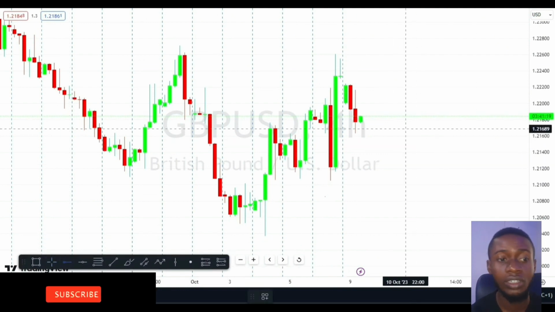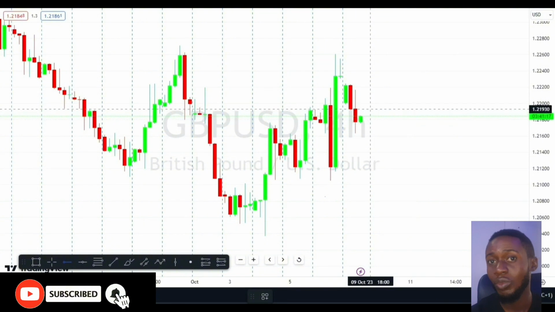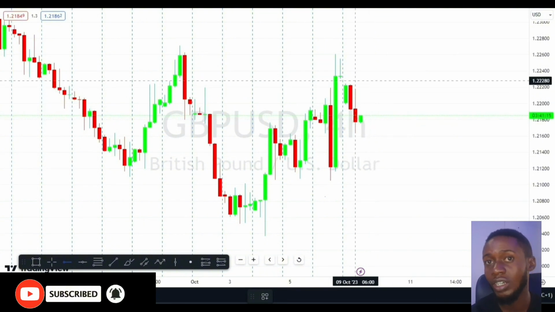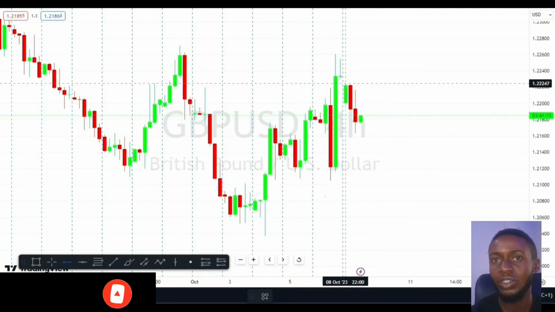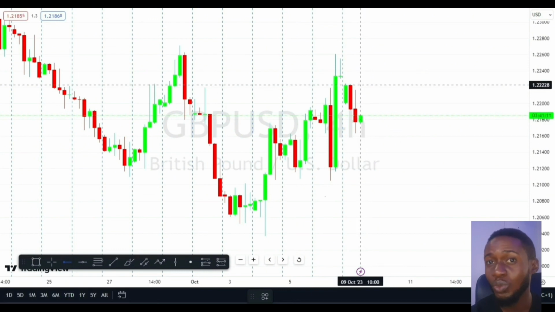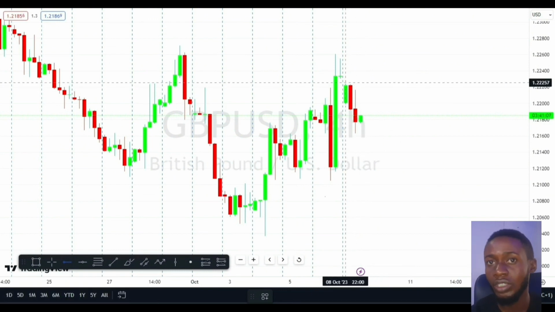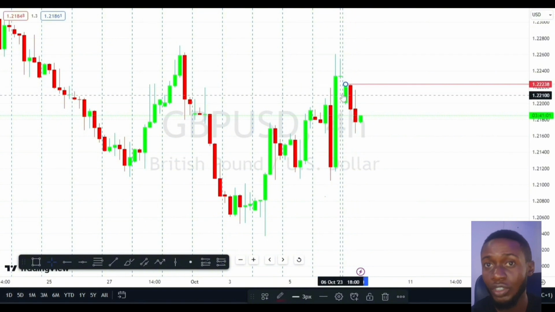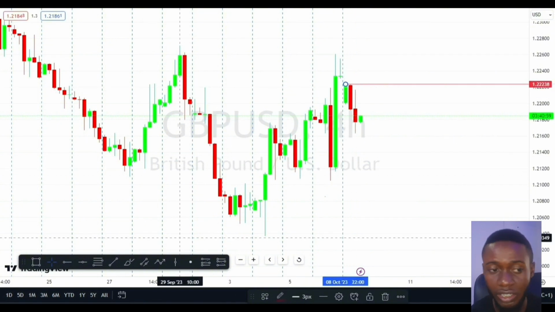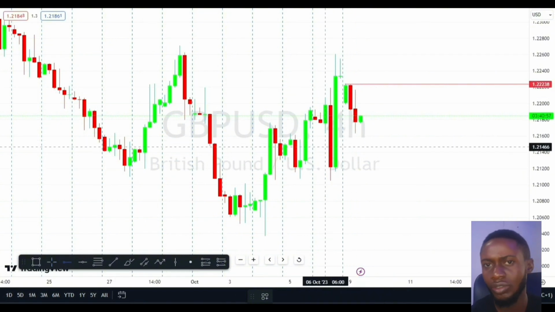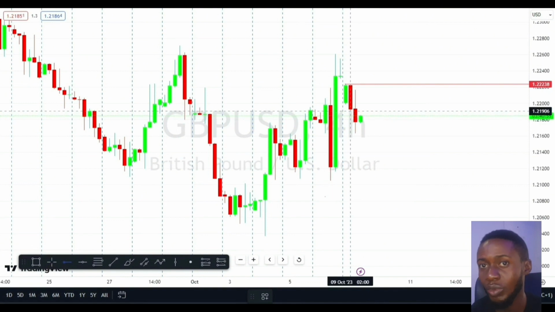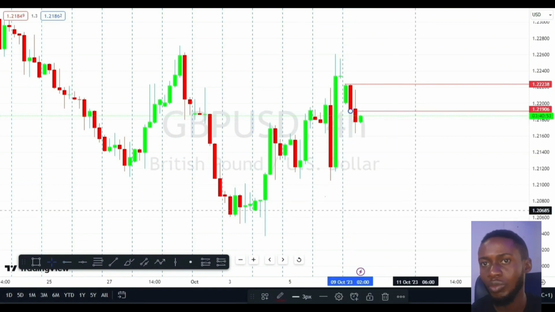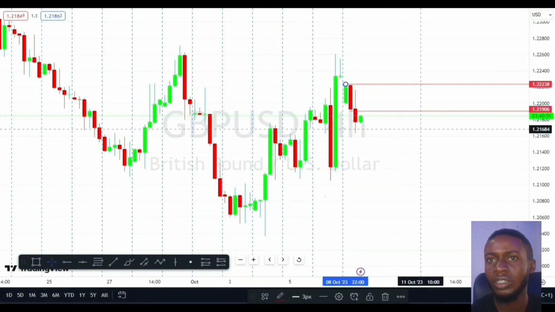I use my horizontal ray to mark out the high and low of the week. That's how I determine the high and low of the week. I use the first two candles, that's the first 4-hour candlesticks. So now I mark out the high of this candle. Then you see here, this is the second candle. I mark the low around here.